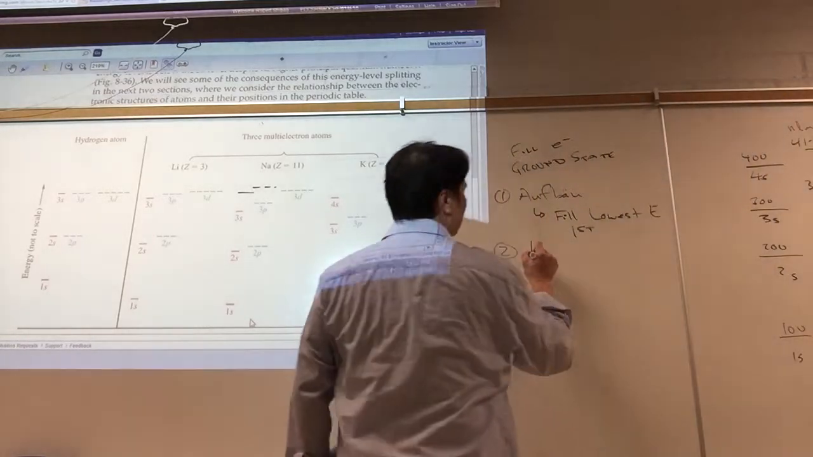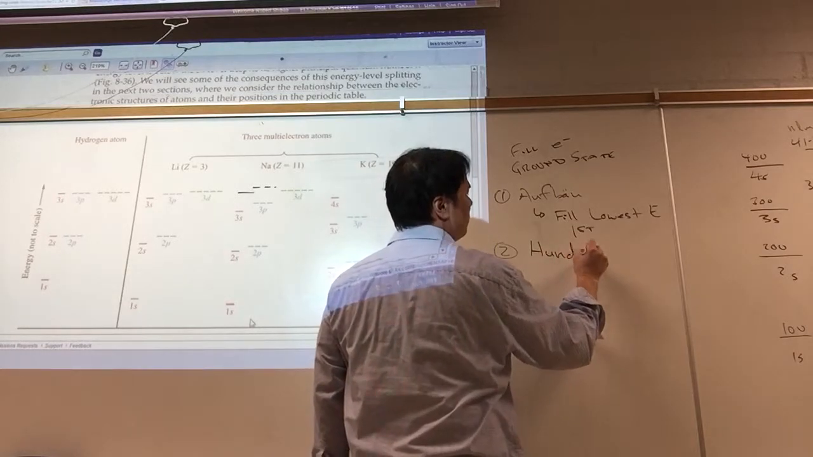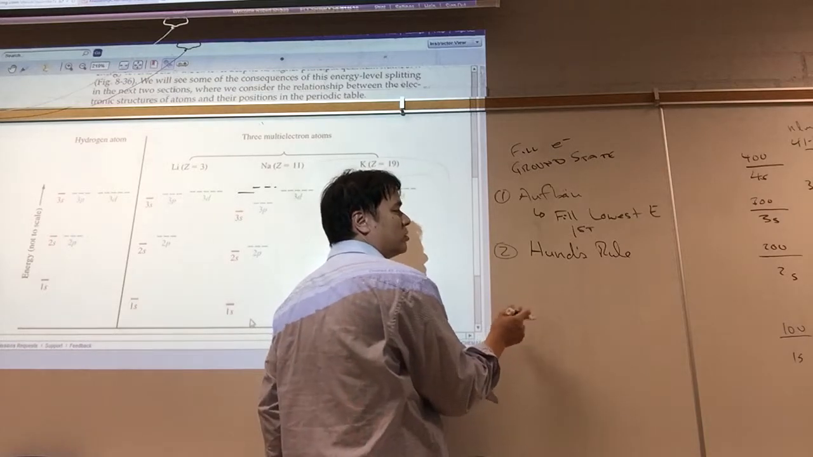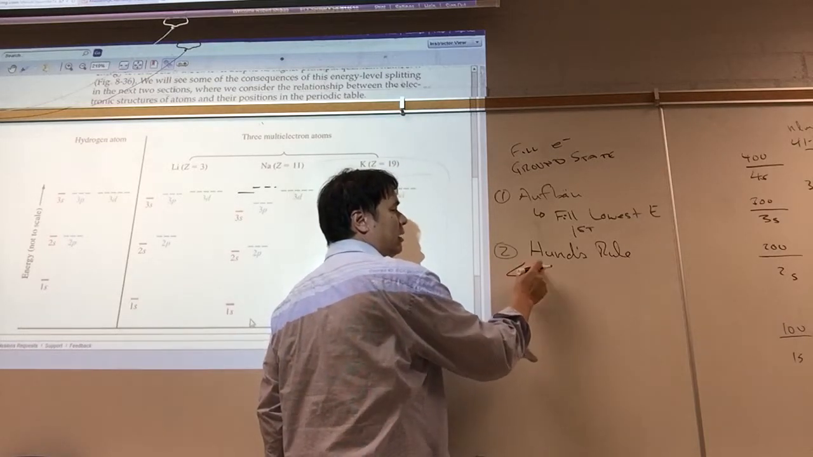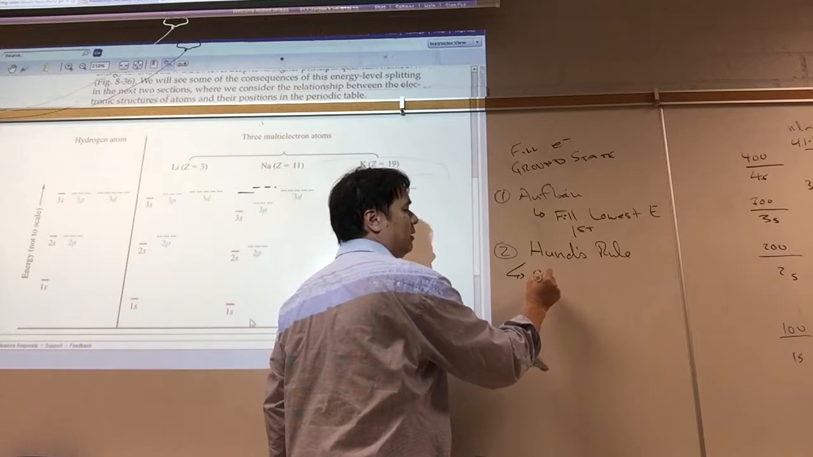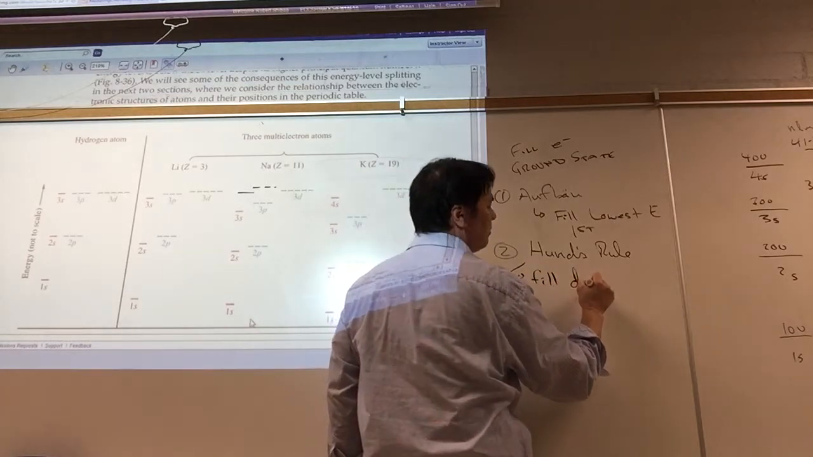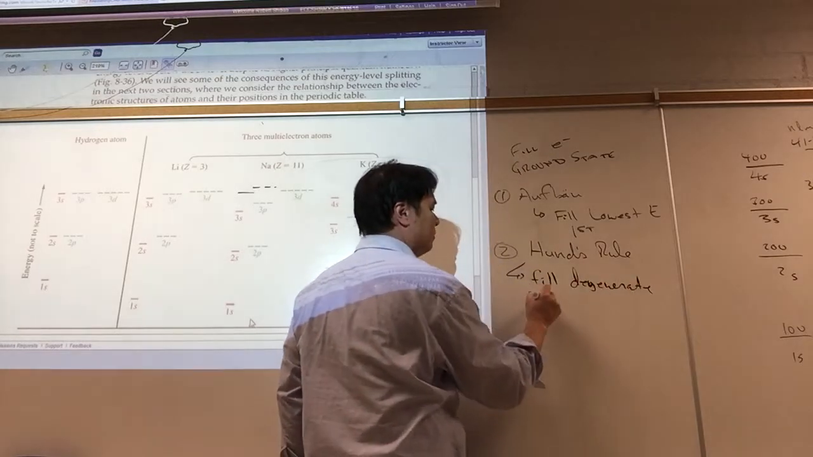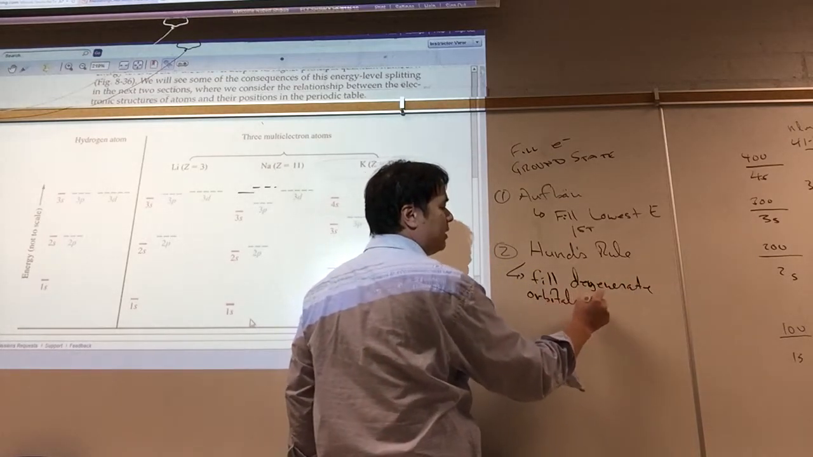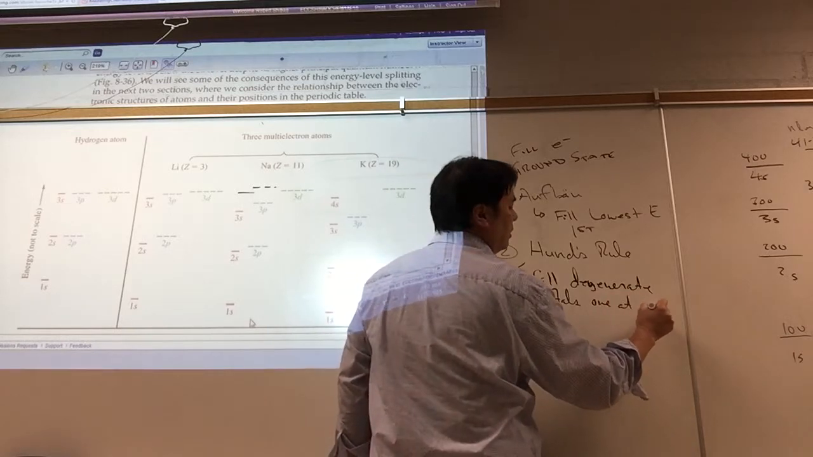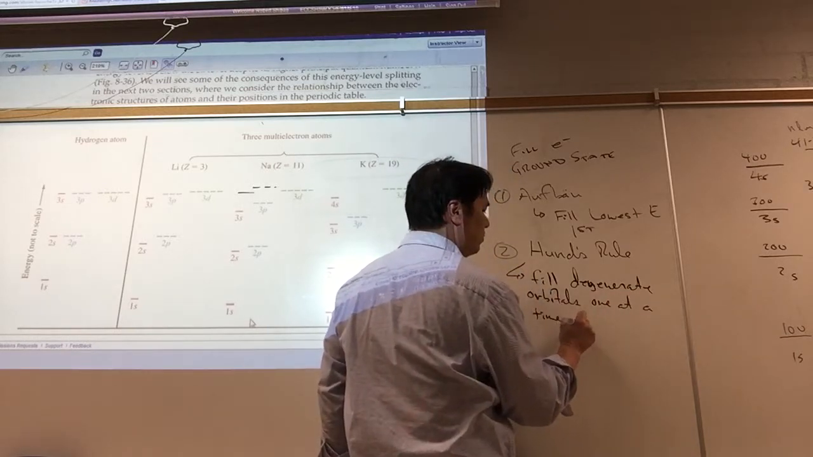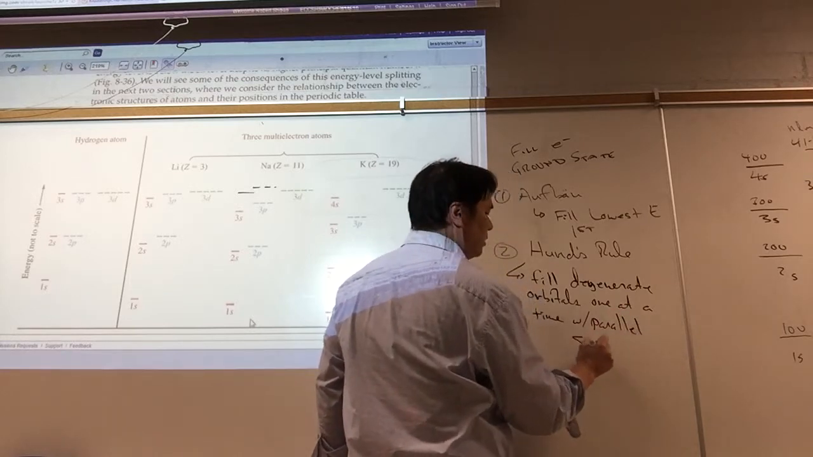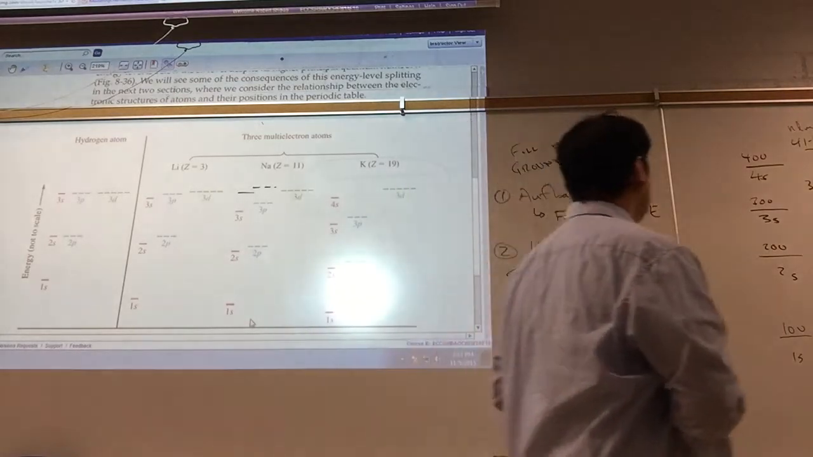And so we have something called Hund's rule. There's something called electron spin. Probably aware of that already. But Hund's rule says fill degenerate orbitals one at a time with parallel spin. Okay, I'll talk about spin in just a minute.